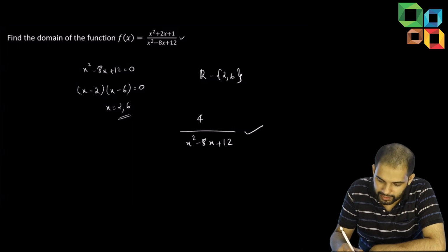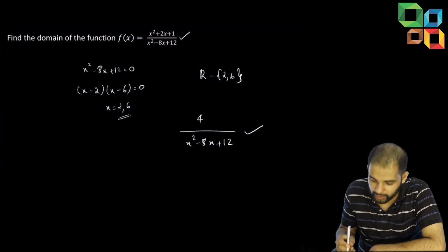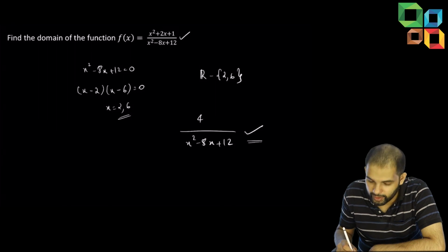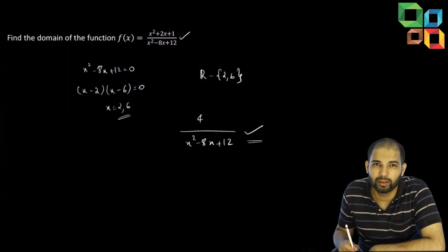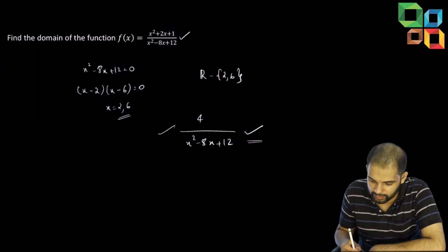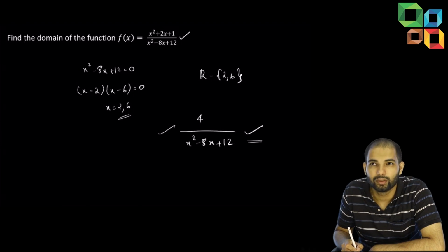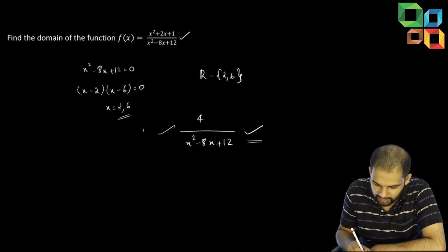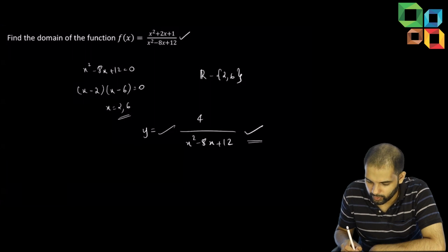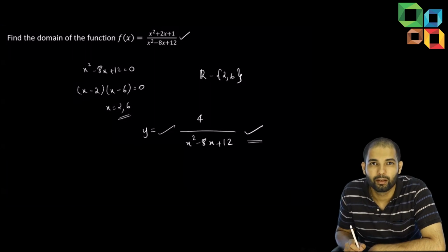For the original one there is a way, but that is more involved. First you can figure out how to find this. Can you tell me what the method would be here? Anyone? What is the method to find the range for this? Not domain, range. Domain is clear. If this is y, what is the method to find the range?